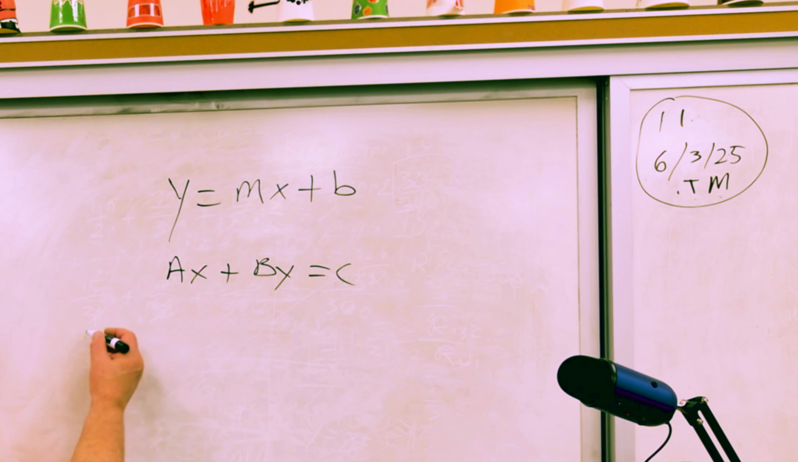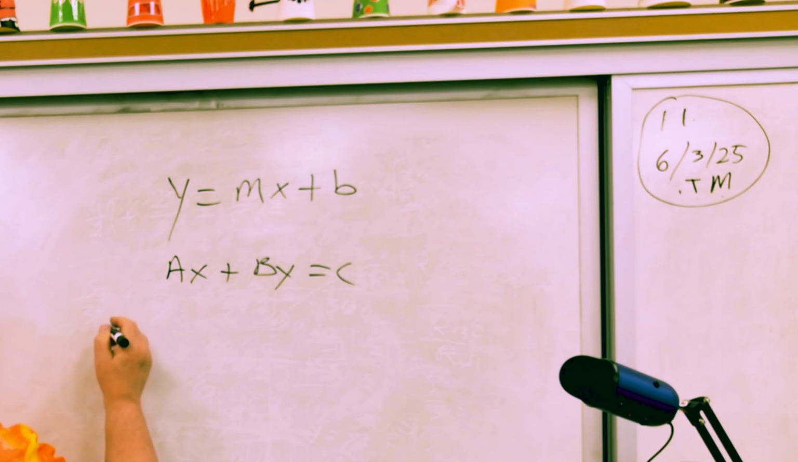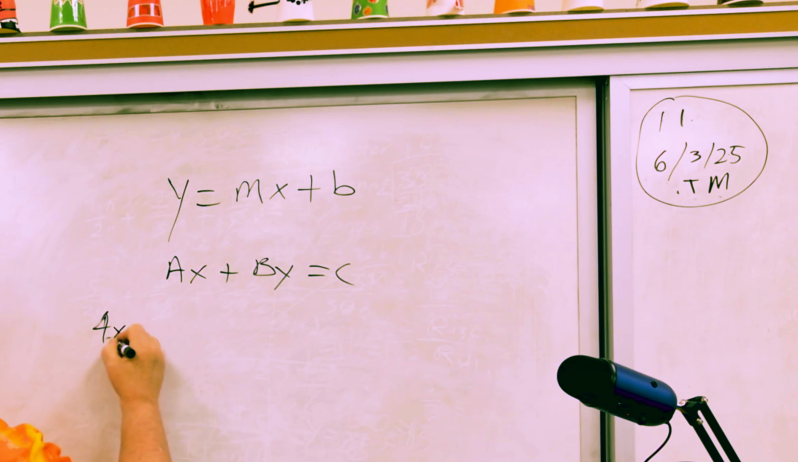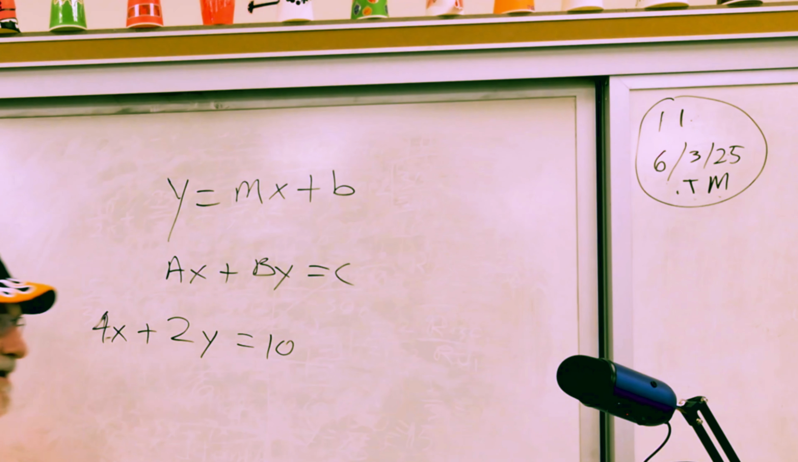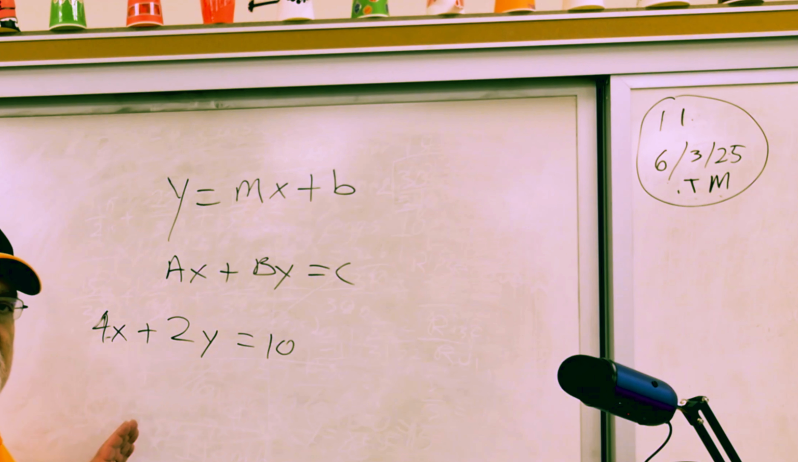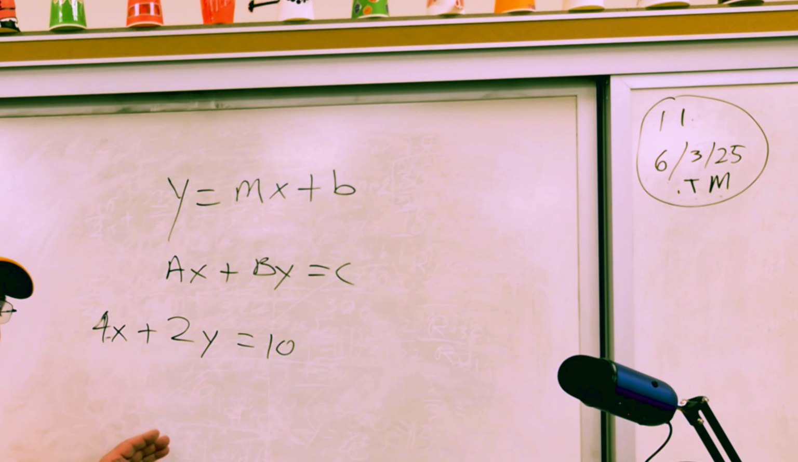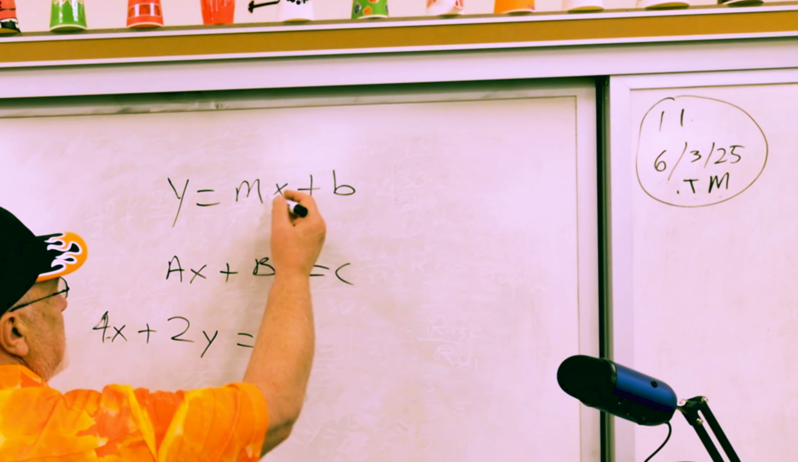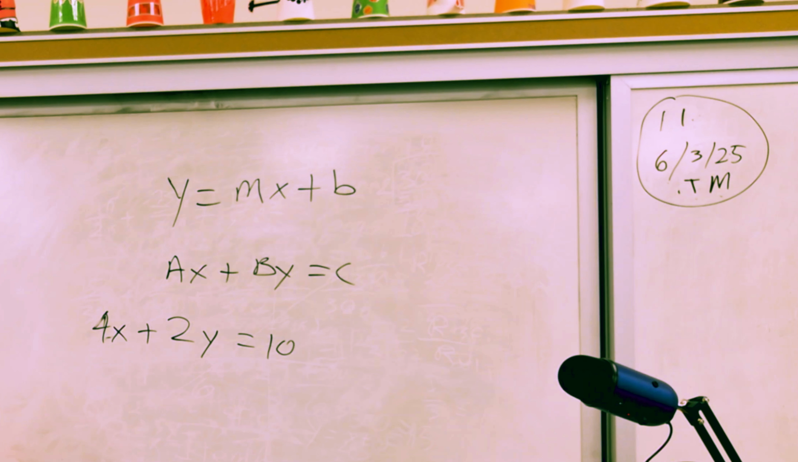So let's do it this way. Suppose we have 4x plus 2y equals 10. So now we replace the a, b, and the c with actual numbers, and we left the x and y alone. And now we're going to convert it to this format: y is equal to slope times x plus the y-intercept. We can do that just by manipulating these terms.